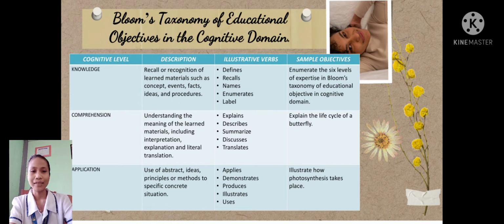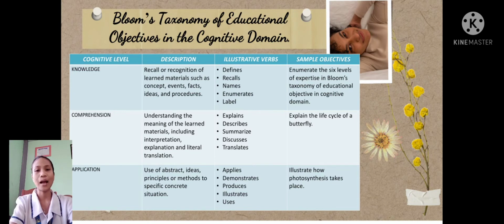The second is comprehension. It is understanding the meaning of the learned materials, including interpretation, explanation, and literal translation. The illustrative verbs that can be used under comprehension are explain, describe, summarize, discuss, and translate. An example of this cognitive level is: explain how the butterfly is being formed.